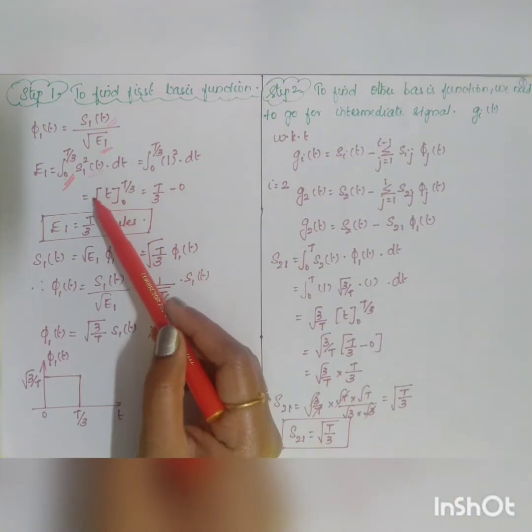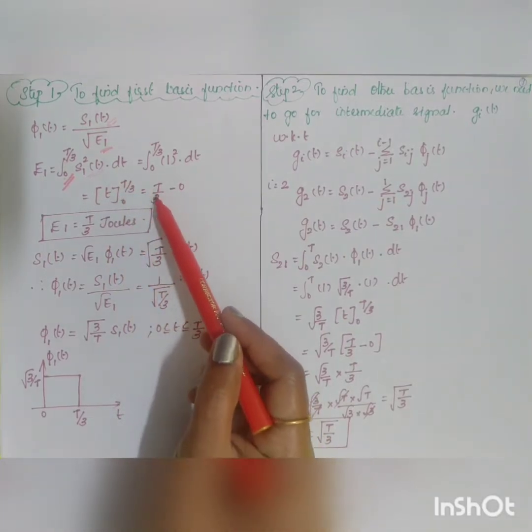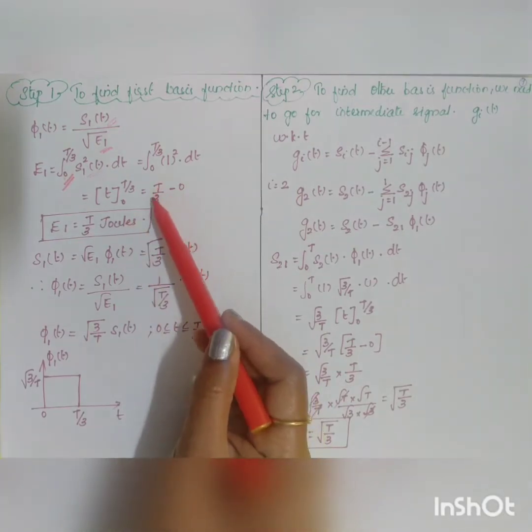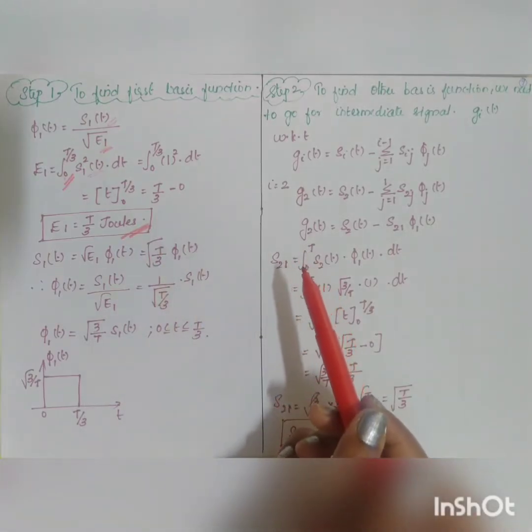So 1 will be a constant, and for t you will be having 0 to t by 3. Apply the integration, right? So the upper limit is t by 3. So what you will be getting? T by 3 minus 0. So you are getting E1 is equal to t by 3 joules.